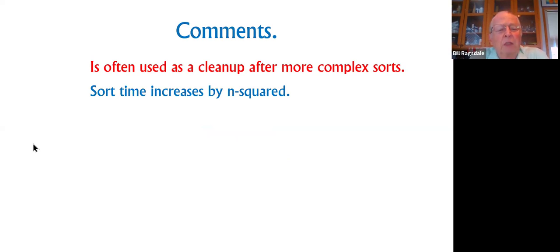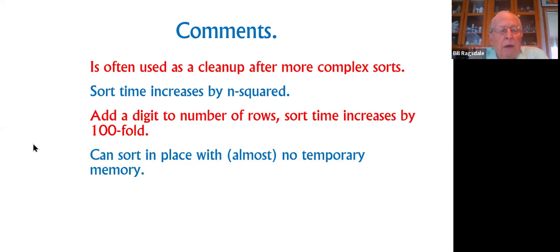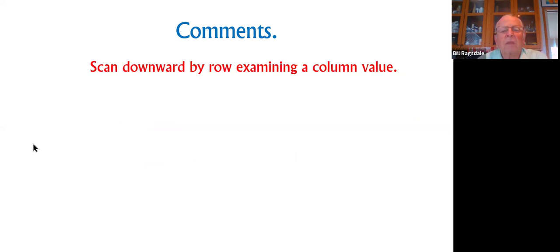Its time, as we mentioned, increases by n squared. So every time you add a digit to the number of rows, for example, if you go from 10 to 100 or 100 to 1,000, the sort time will increase by a 100-fold. One advantage is that you can sort in place with almost no temporary memory. There is a transient memory for holding capacity for one data entry, one line entry. But the advantage is that it'd be suitable for use, say, in an embedded controller where you have very limited RAM memory.